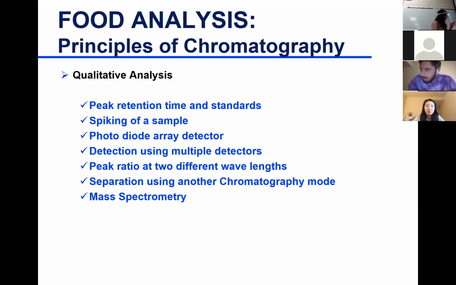I gave this example of spiking in for the HPLC labs that we had. And I showed you the difference when you're running a sample through a detector that only gives you a peak at a particular retention time and you don't have any other information. You don't have a wave scan, you don't have any powerful detector. You're just getting a peak at a particular retention time.